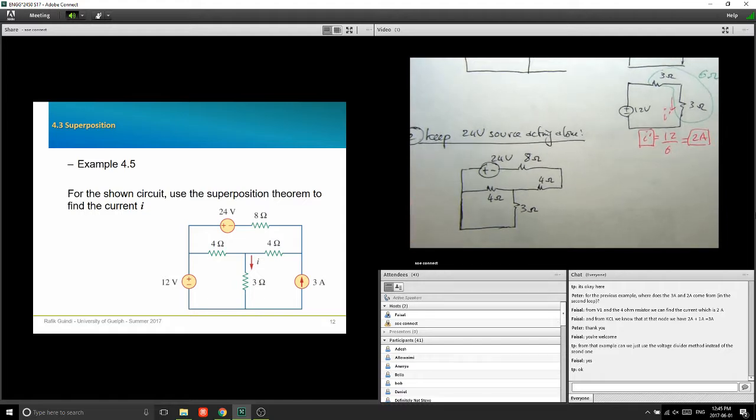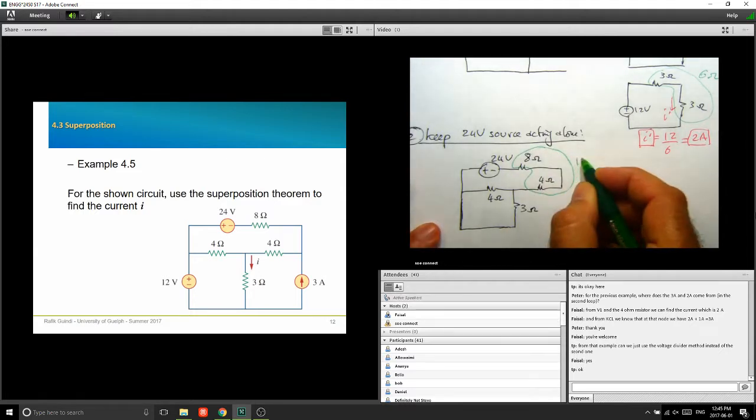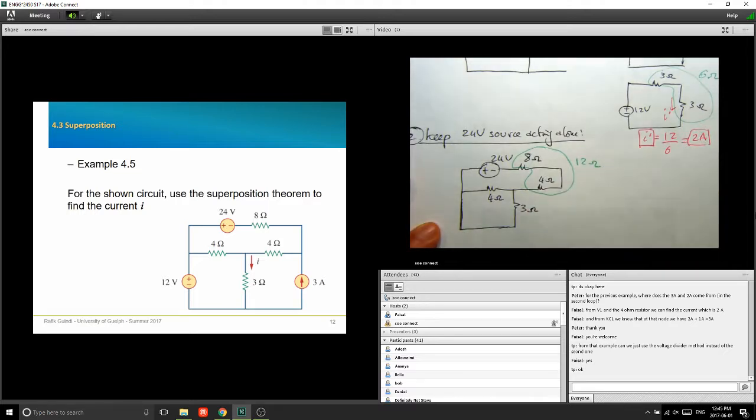Okay, again, how can I simplify this? 8 and 4 are still in series, right? So that's 12 ohm. Be careful here, that's the current we're trying to find. I double prime is here. Okay?